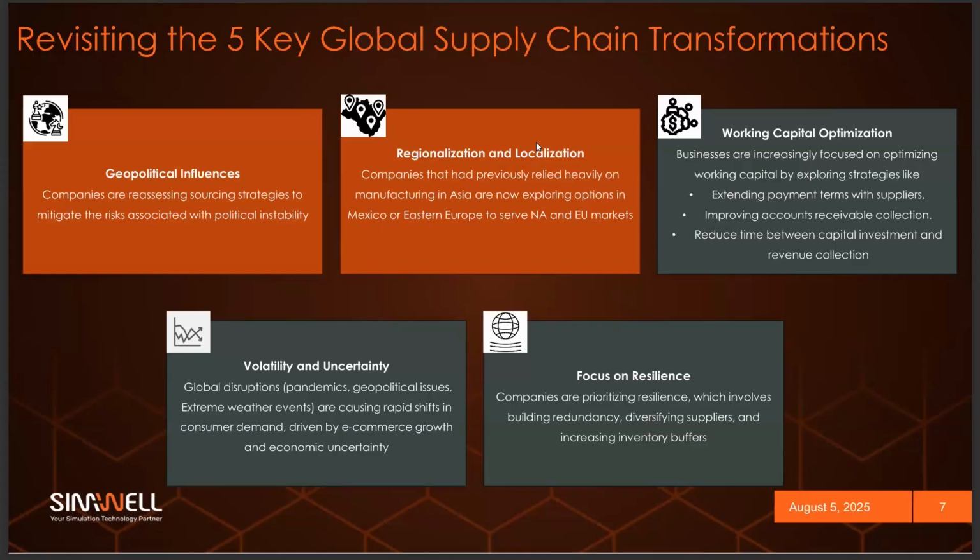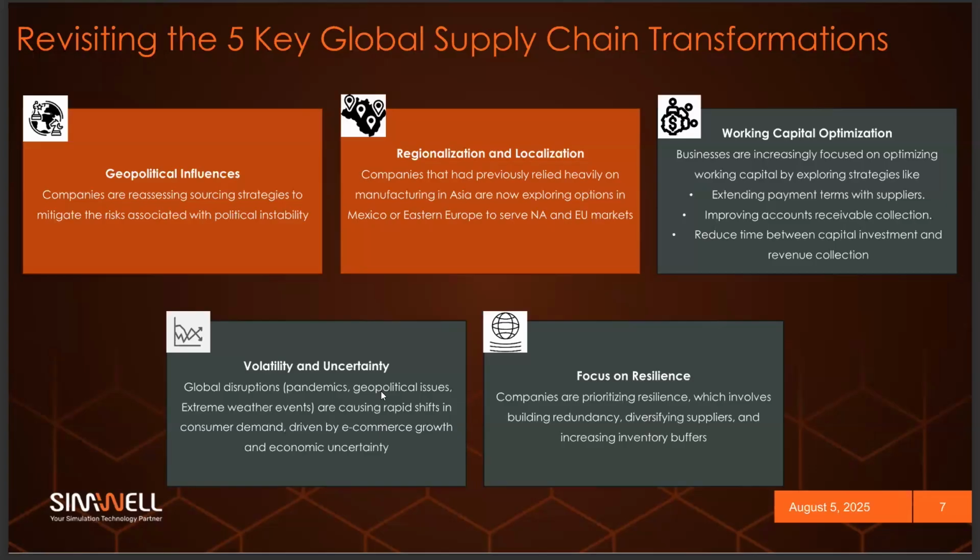How can we negotiate or extend the payment terms with the suppliers? How can we improve the accounts receivables? How can we reduce the time between the capital investment and revenue collection? So this is becoming more and more important to be evaluated, so that we make investments at the right places, on profitable products and profitable customers who can pay fast and who can turn the inventories fast and keep the working capital liquid for the companies. So it's becoming very important.